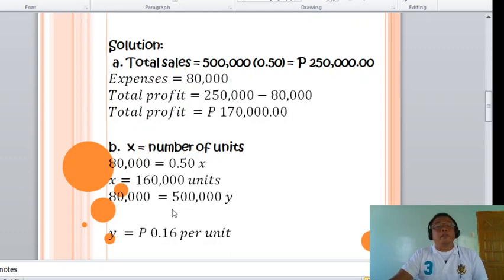So 80,000 now equals 500,000 multiplied by Y. Okay? So this Y is the price per unit. Getting Y now, that is 0.16 pesos per unit.